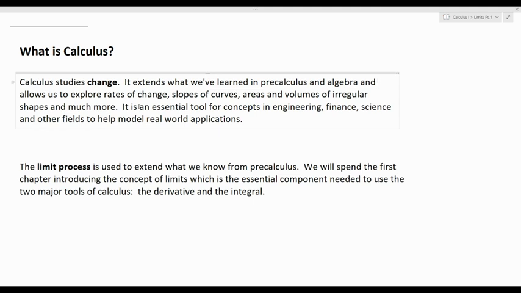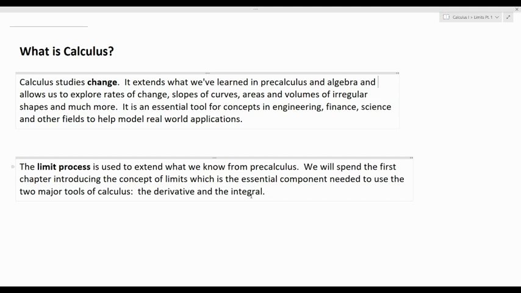Calculus has two major tools that we'll get into, and they're both based on the limit process or the limit concept. The limit process extends what we know from pre-calculus. We'll spend the first chapter talking about limits, and then we'll use limits to help define the two major tools of calculus, the derivative and the integral.